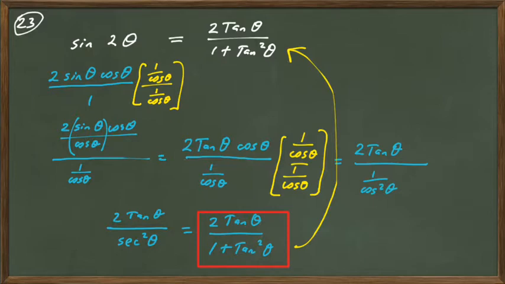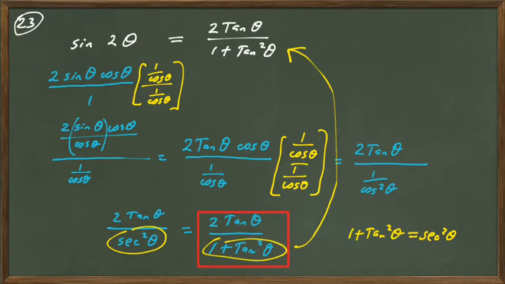Again, my strategy was kind of to choose either the numerator or denominator and try to make it match what they had. Now you did have to know the identity that 1 plus tangent squared equals secant squared, because that makes this equal this. Yeah, that's a Pythagorean identity.